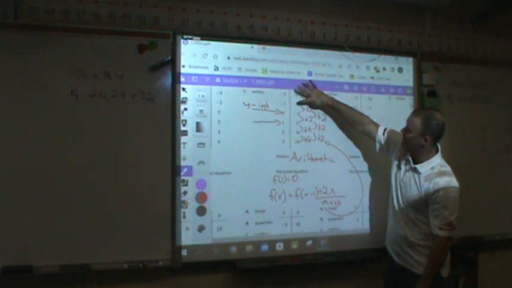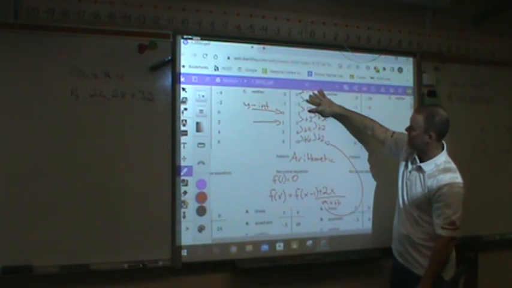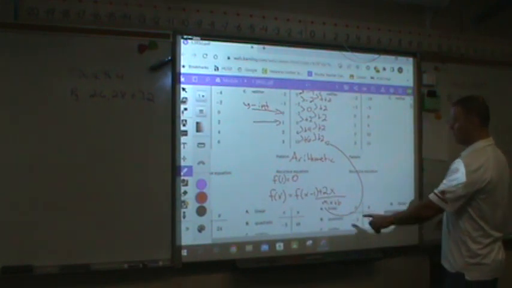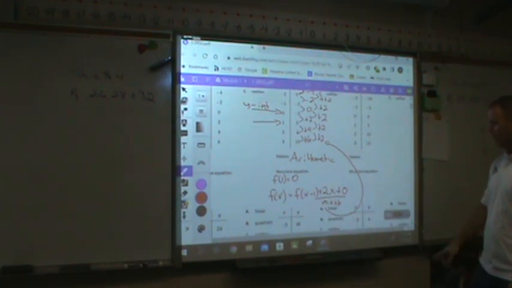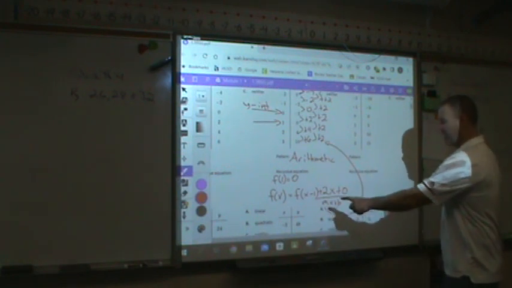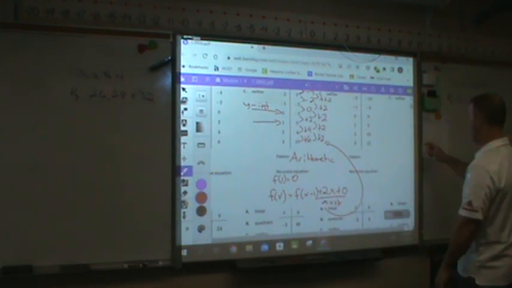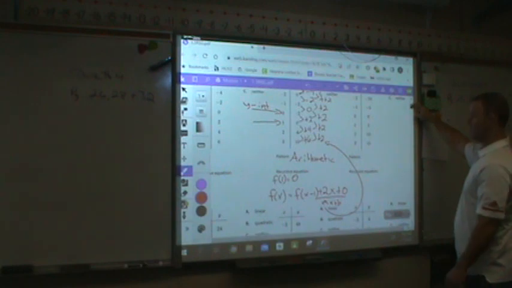What did I do to get back to negative 2? I did nothing. I did absolutely nothing. And you would not see this in your work. So it's simply f of x minus 1 plus 2. That's it.